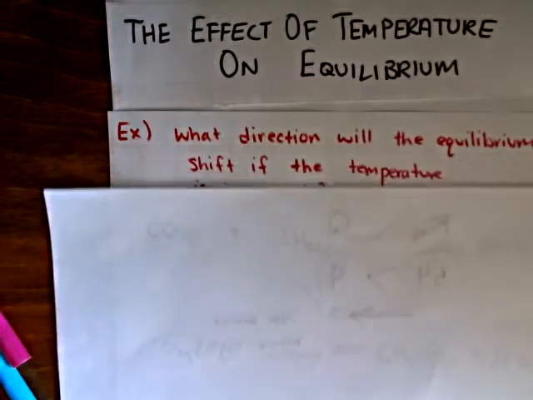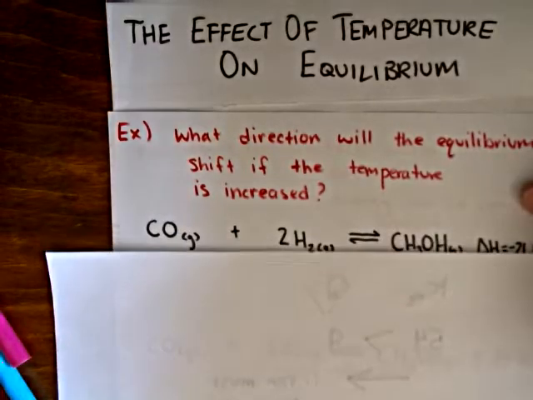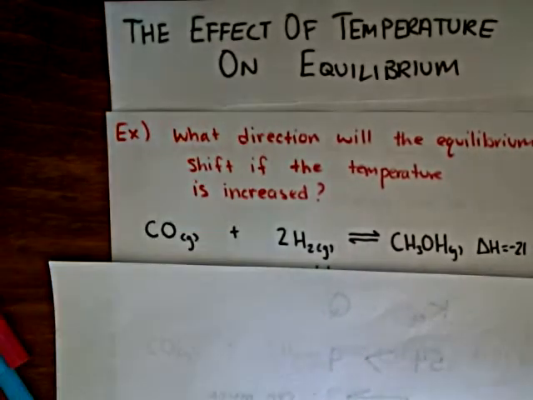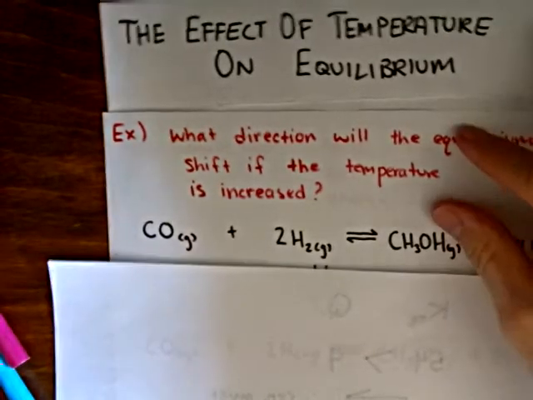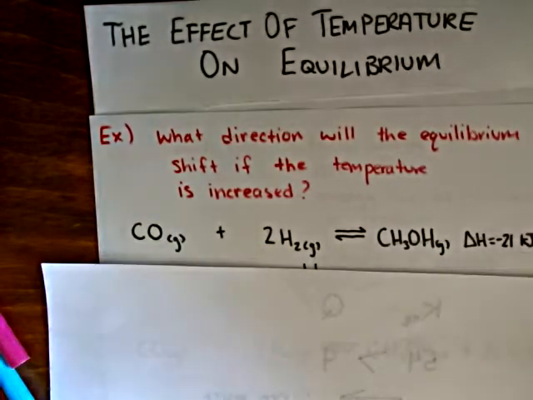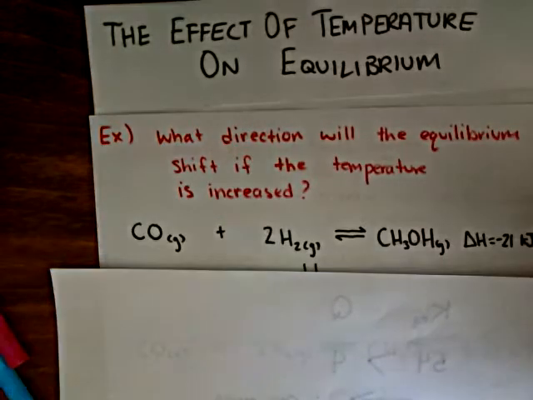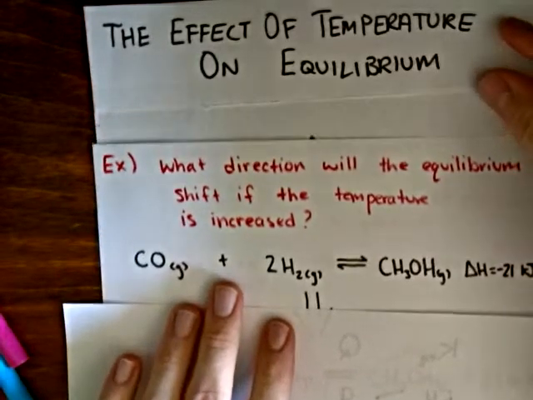Now you'll usually be given a question such as this. You'll be given a chemical equilibrium and a delta H value, and you'll be asked to determine what effect increasing or decreasing the temperature has on the reaction. So in order to show you this trick, I quickly want to review an exothermic and an endothermic reaction.